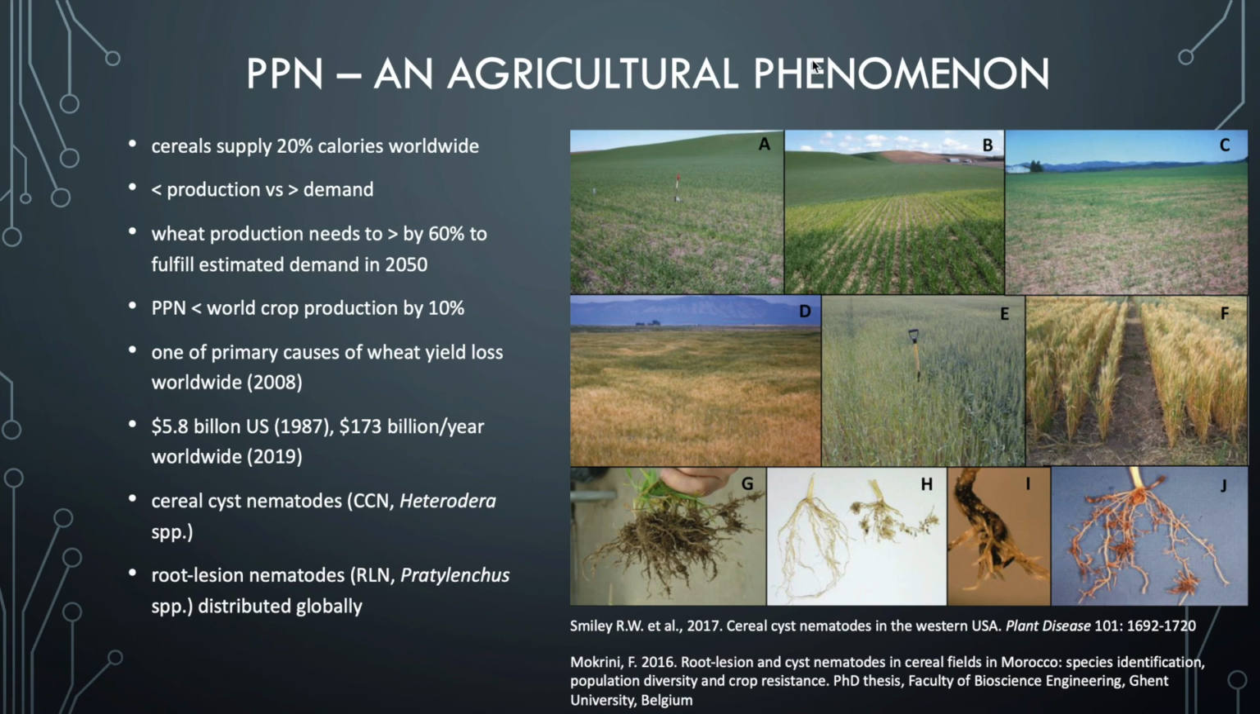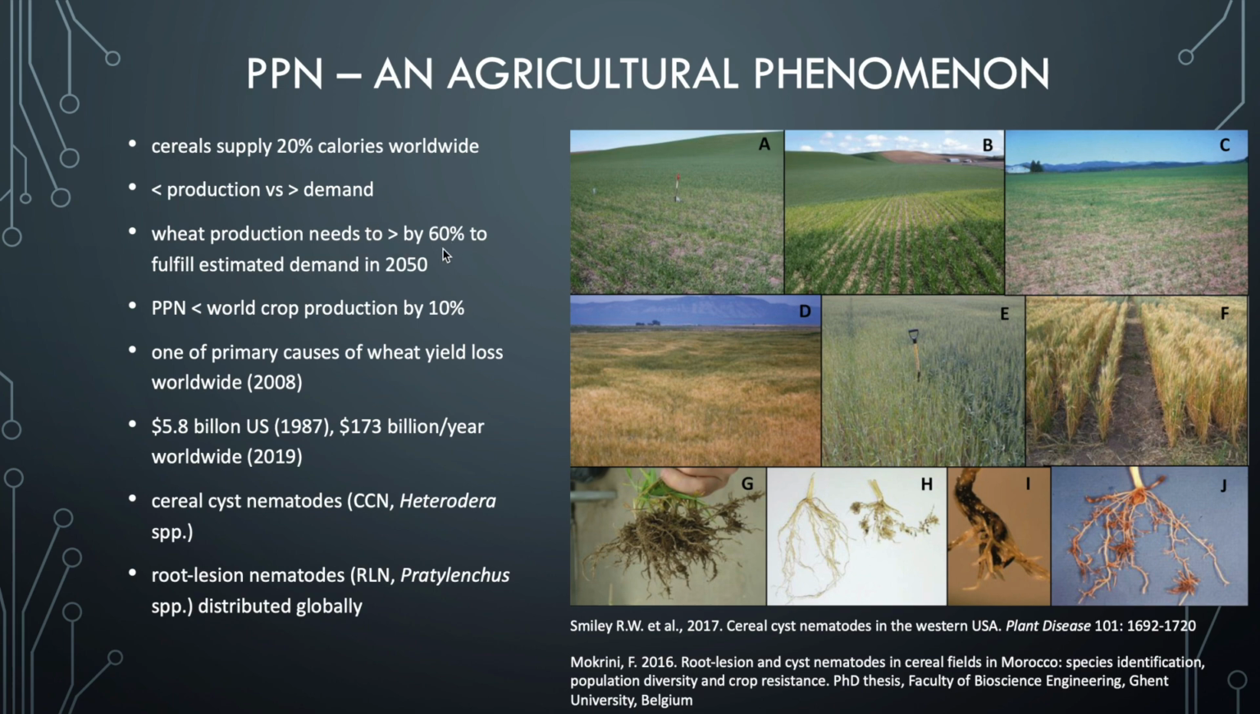So plant parasitic nematodes are in fact an agricultural phenomenon. They do not really cause problems in polycultural ecosystems where there are many different plant species available. But in monoculture, they are certainly an issue, and particularly here you can see their effects on cereals. So this is in wheat plants in particular. And because cereals supply 20% of calories to the human population worldwide, and there's an ongoing decrease in production versus an increasing demand for cereals, it is a major concern to the agricultural industry that grows cereal crops.